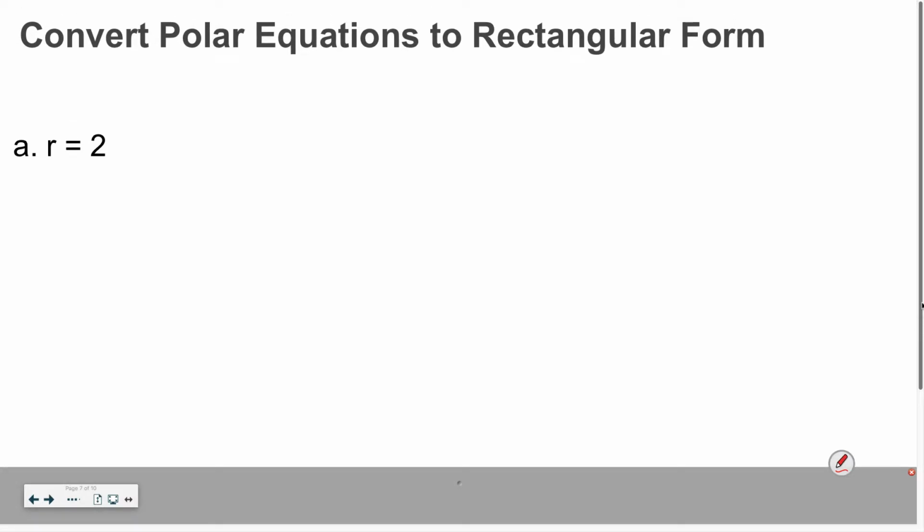R equals 2. This is a polar equation that I want to make into rectangular form. So first of all, I don't want r, I want x and or y. Do we have a conversion formula that involves x and y and r? Yeah. Okay, now Ralston, what is it?